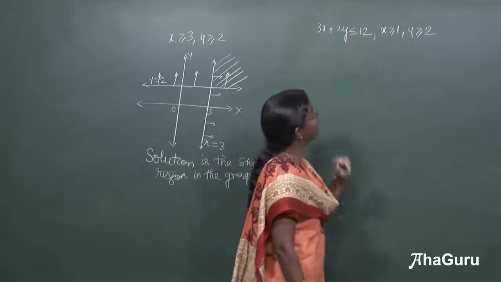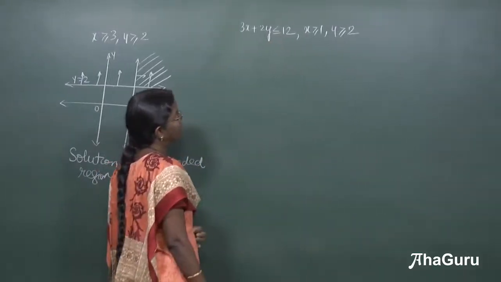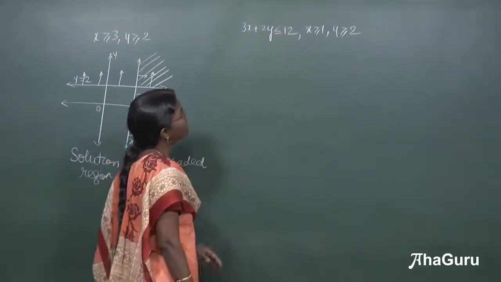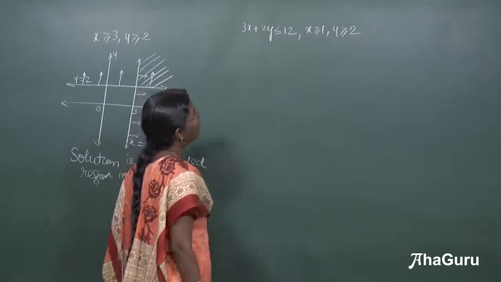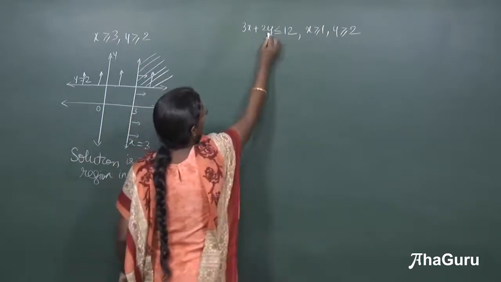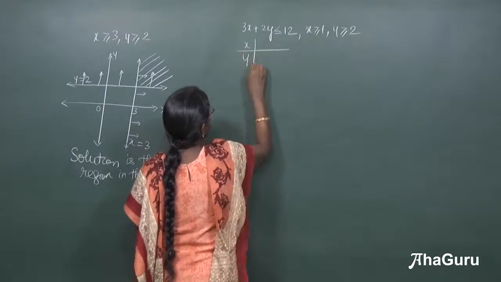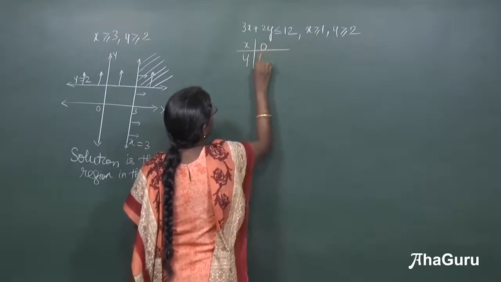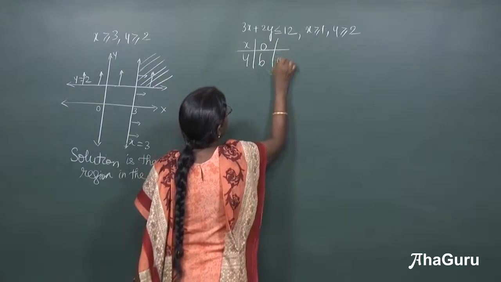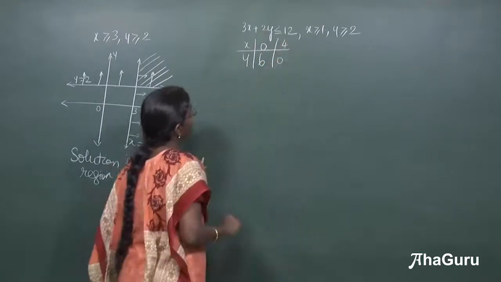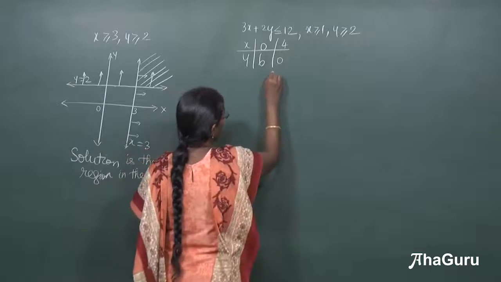We will now move to 3 inequalities which are given here. We have to find out what is the area common to all 3 of them. First, we will draw this by finding out where it cuts the x axis and y axis. When x is 0, y is 6. When y is 0, x is 4, correct? Okay, now we will draw the line.